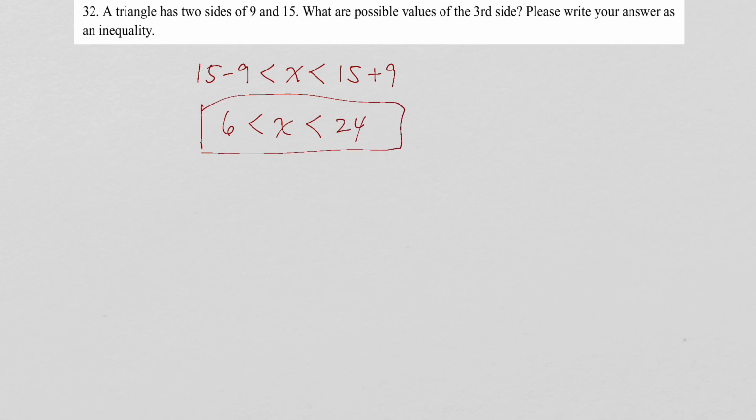Okay, so we're going to take the difference, 15 minus 9. That's as small as it could be, so I'll say that's less than x. And then 15 plus 9 is the largest it could be. Well, 15 minus 9 is 6, and 15 plus 9 adds up to 24. So the side has to be between 6 and 24.